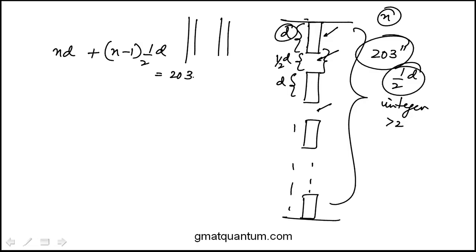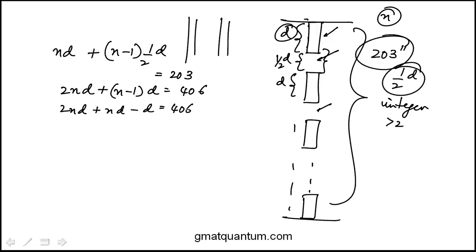So that's the condition. And I'm going to multiply both sides by 2, because I don't like any denominators in integer problems. So we have 406. Then I'm going to distribute: nd minus d equal to 406. Combine that: nd plus nd minus d is 406.